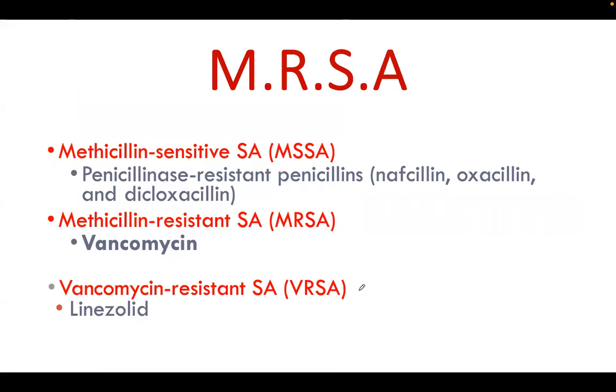Now, what about the MRSAs? We know the MRSAs are going to come out. For methicillin sensitive Staph aureus, we give nafcillin, oxacillin, dicloxacillin. For methicillin resistant, we give vancomycin. For vancomycin resistant, then we give linezolid. So I'll give you a minute to go over this slide. Jot it down and stretch while you can.